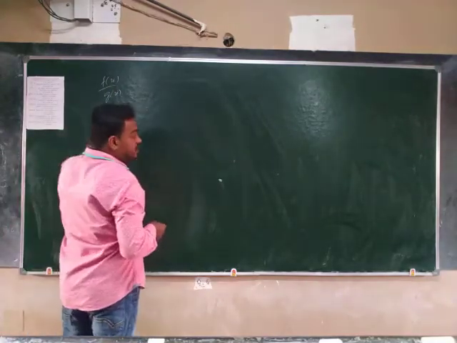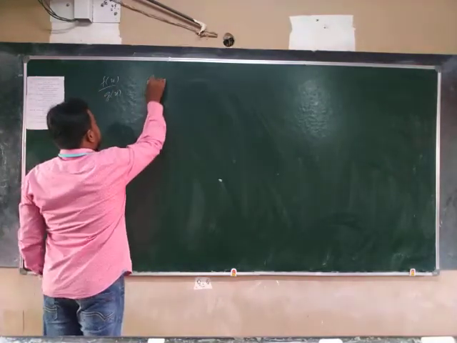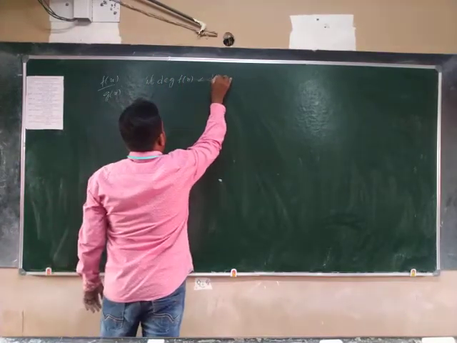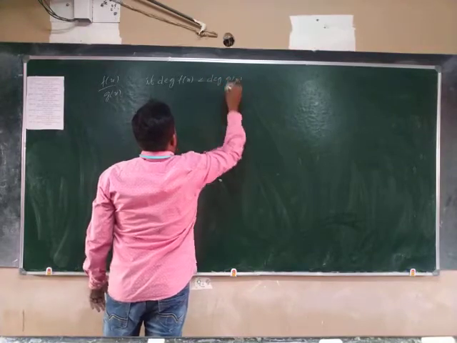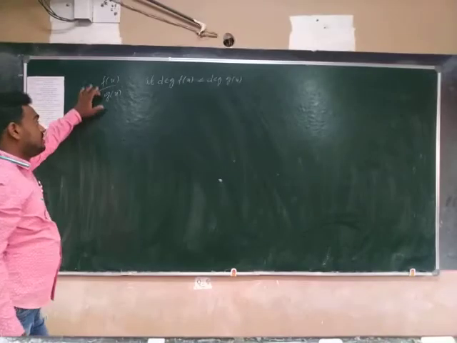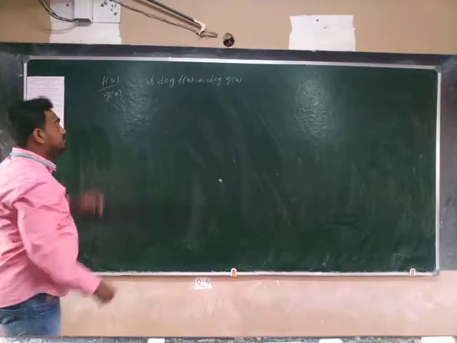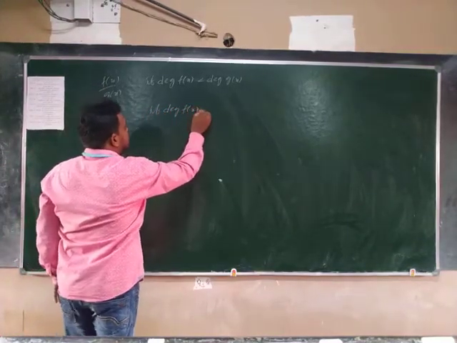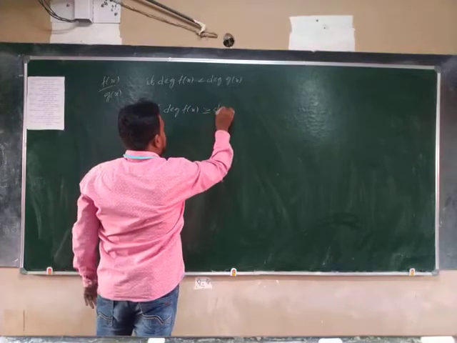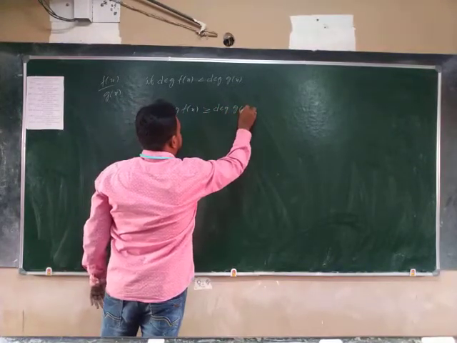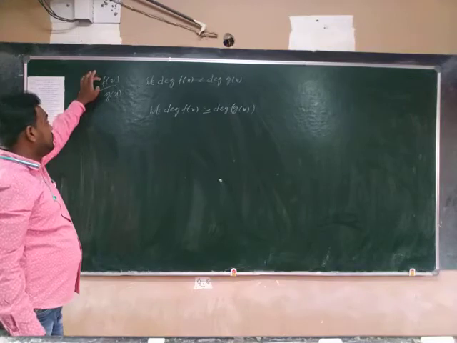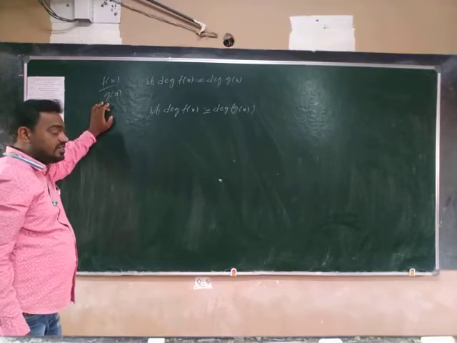If the degree of f of x is less than the degree of g of x, then f of x by g of x is a proper fraction. If the degree of f of x is greater than or equal to the degree of g of x, then f of x by g of x is an improper fraction.